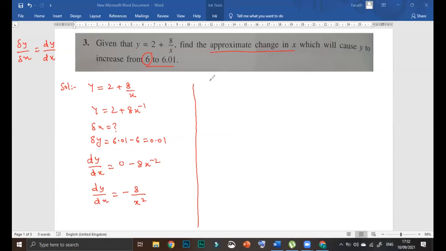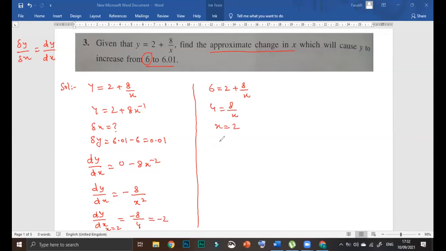x. We have 6 is equal to 2 plus 8 over x. 4 is equal to 8 over x. x is equal to 2. Now we will put this x is equal to 2 into the derivative. This one is minus 2.